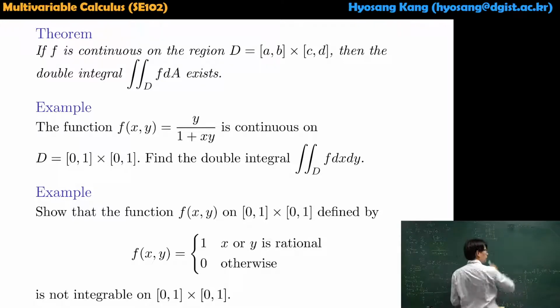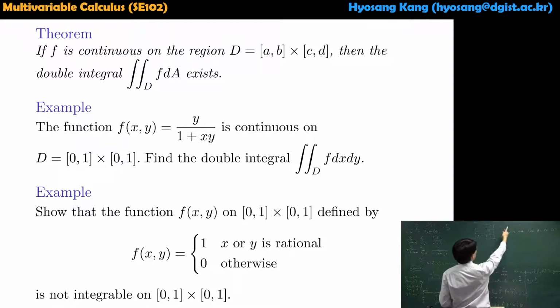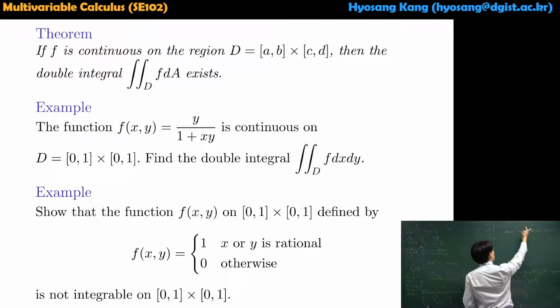So this subregion contains both rational points and irrational points. It doesn't matter, as long as one of the coordinates is rational, then it's defined as 1, right? So just pick a rational point. Whichever real number I choose, every interval contains a rational number, right? So I can take a rational number in this interval and a rational number in this interval.